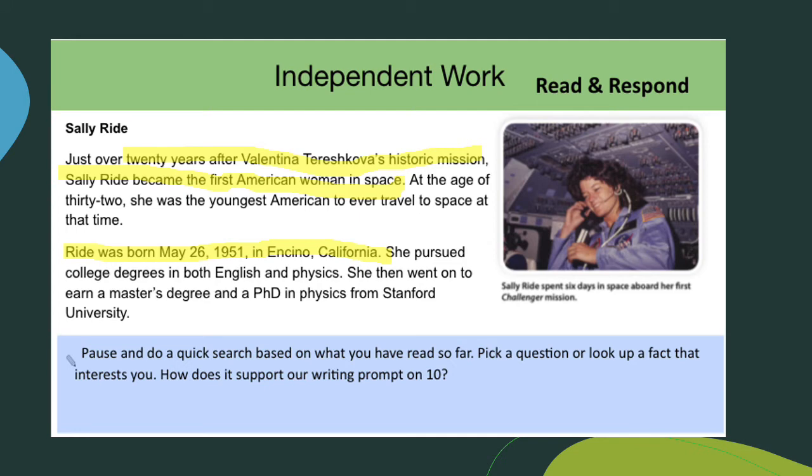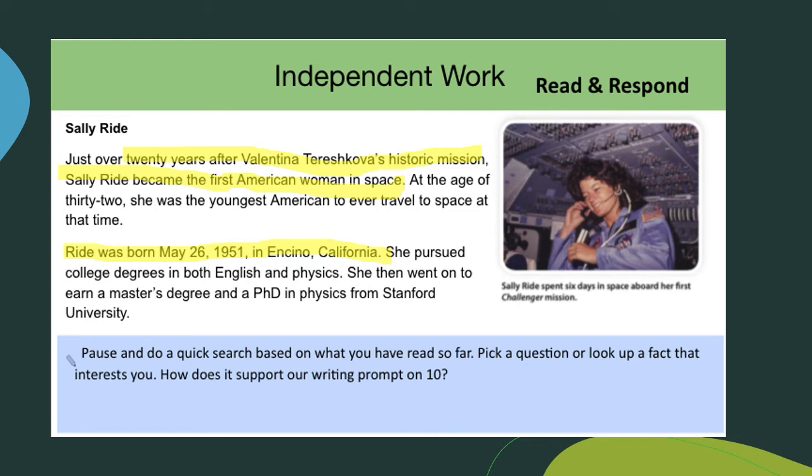Alright, so let's take a look at Sally Ride. We're going to read this slide, and we're going to look for some important events and important dates to write down and put in our timeline. So, just over 20 years after Valentina Tereshkova's historic mission, Sally Ride became the first American woman in space. At the age of 32, she was the youngest American to ever travel to space at that time. Okay, so that seems pretty important.